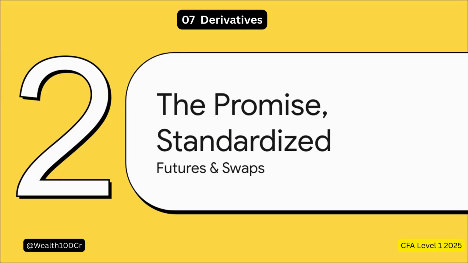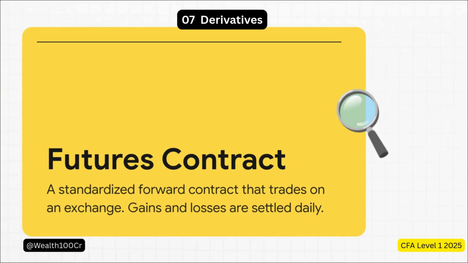Now, that private promise with the vendor is great. But what if you want to make a promise like that, but not just with one person? What if you want to do it in a big, organized market, like a stock exchange? Well, that is what a futures contract is. Think of it like making that same promise to buy onions, but instead of doing it with your local vendor, you are doing it in a big, organized market, like a Mandi or a stock exchange. And because it's in a big market, everything has to be the same for everyone. It's standardized. So the contract size, the delivery date, the quality of the onions, it's all fixed by the exchange.